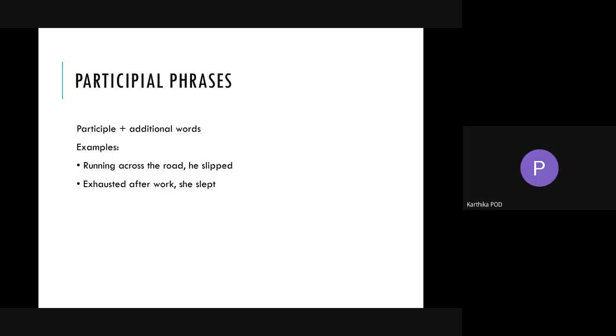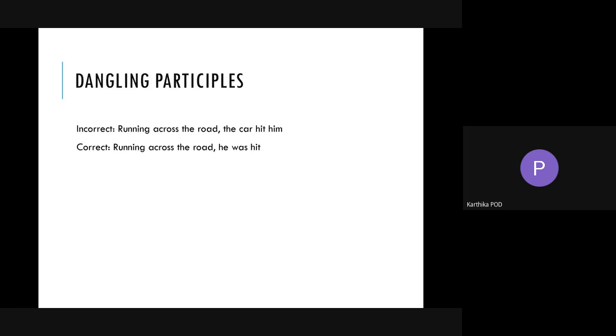So what are participle phrases? You have the participle plus additional words. For example, running is a participle and you have additional words like across the road, or exhausted, and then additional words like after work, right? So these are participle phrases. Now comes the dangling participle.